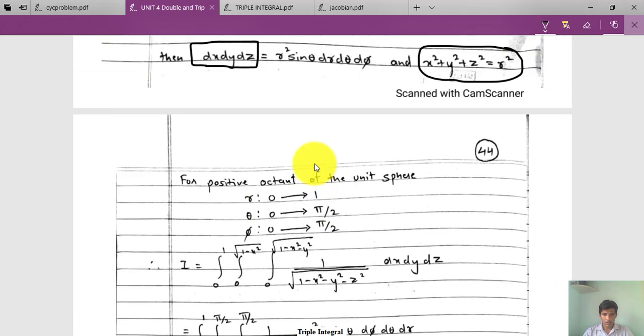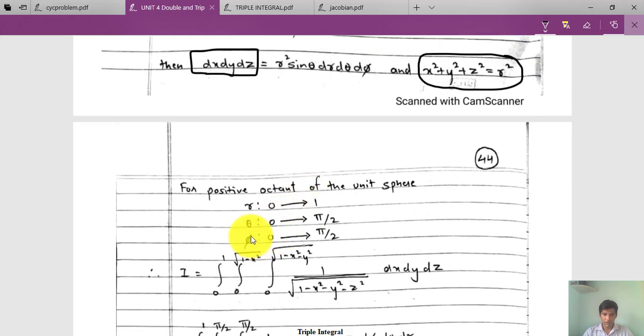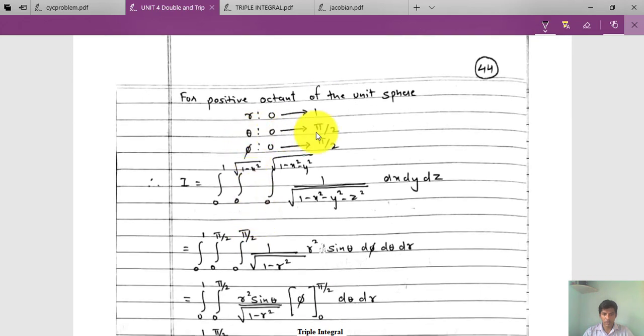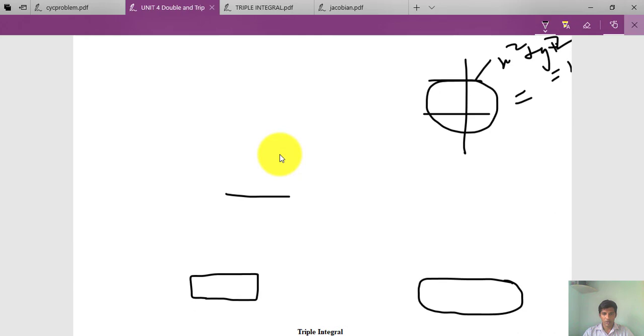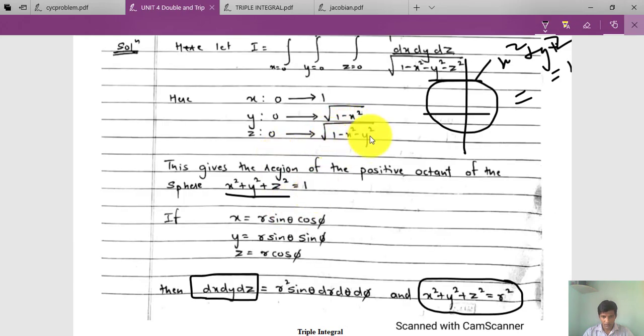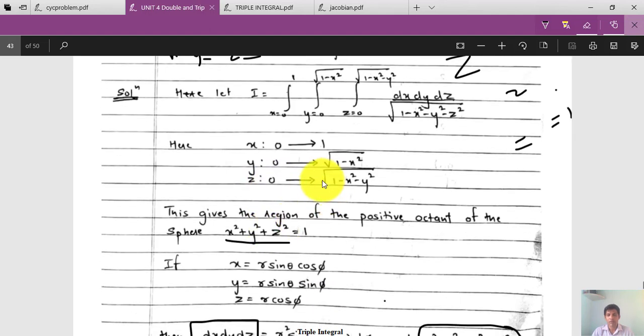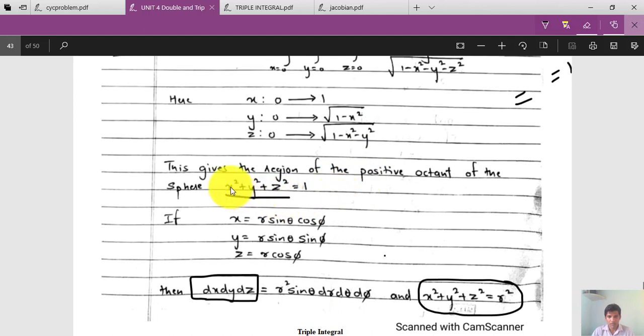See here, how does it trace? What is the value of phi? Phi will be 0 to pi by 2, and theta will be 0 to pi by 2, right? Now this is the starting point. So x is ranging from 0 to 1, y is ranging from 0 to square root of 1 minus x square, and z is from 0 to square root of 1 minus x square minus y square. This gives the region of the positive octant of the sphere x square plus y square plus z square equal to 1.